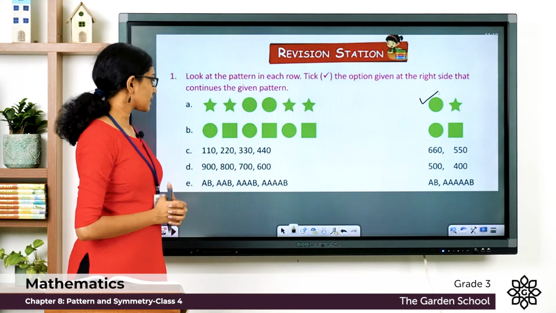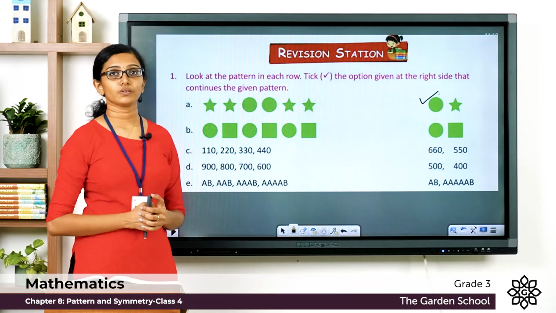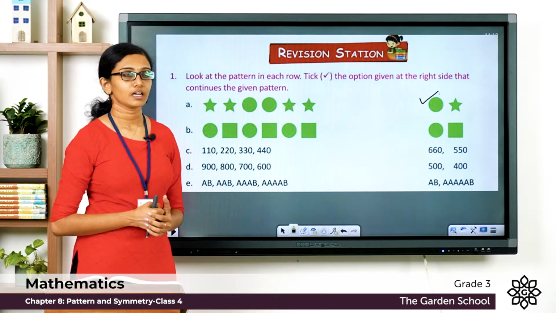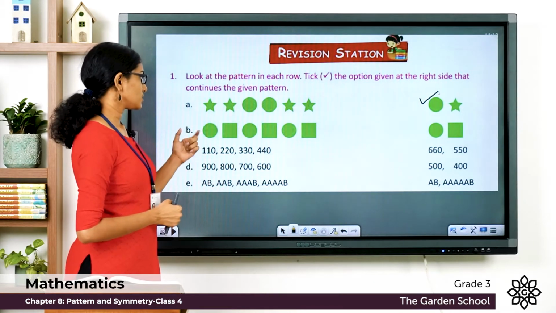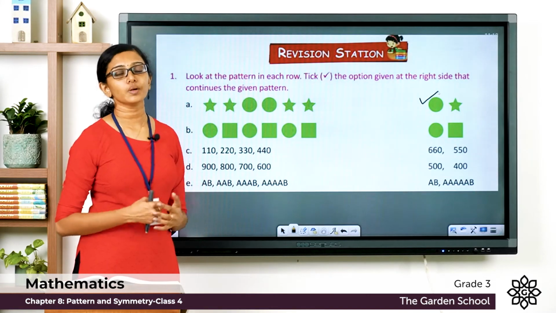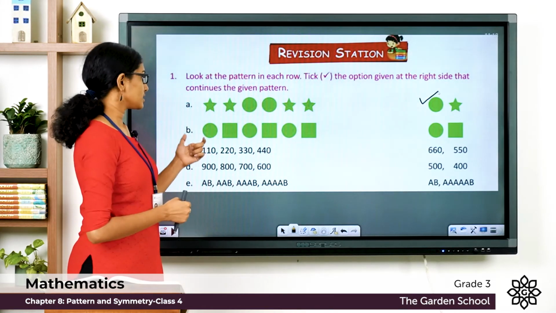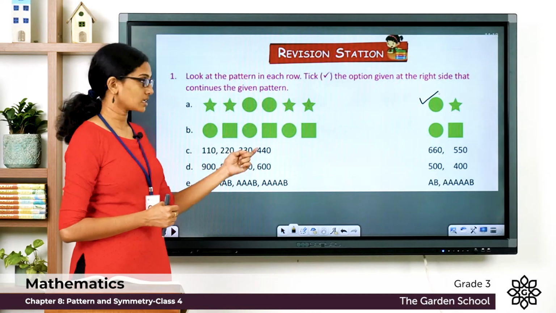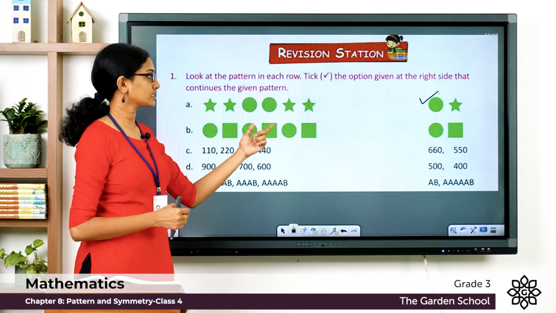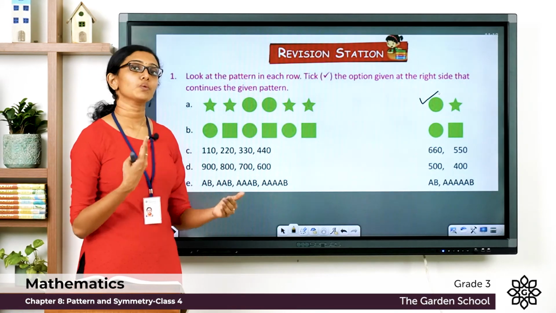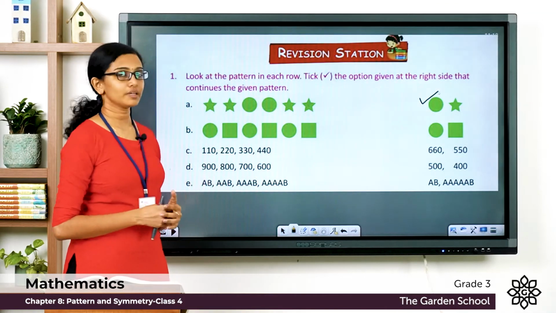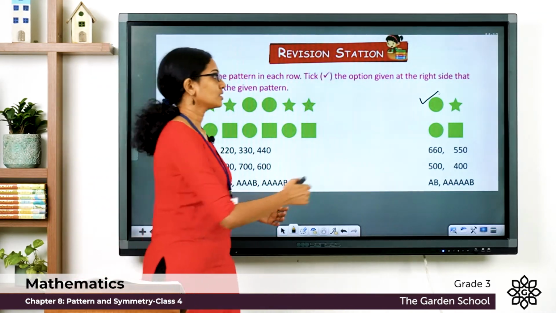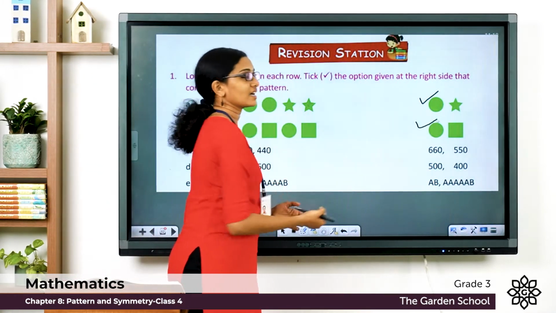Now what about the second question? This one is also a repeating pattern. Here the shapes circle and square are repeating. A circle, a square, a circle, a square, then a circle, a square, and what would be the next one? It will be a circle. I hope you got these 2 correct.